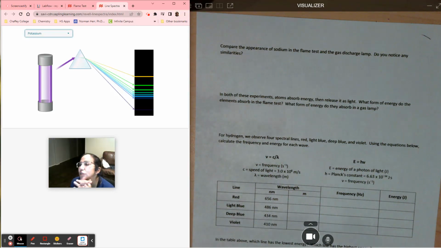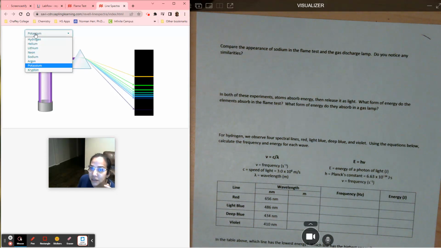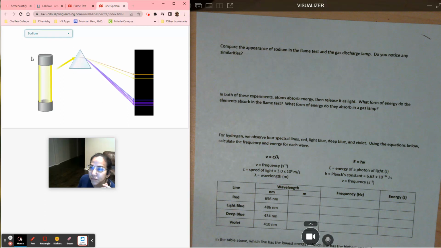Okay. So the first question says, compare the appearance of sodium in the flame test and the gas discharge lamp. Do you notice any similarities between them? So the sodium in the flame test and the sodium in the gas discharge lamp. So let's look at the sodium here. Ooh, wow, isn't that pretty? Okay, what do we notice? The gas color inside the discharge tube. The color is yellow. We see a visible yellow color.